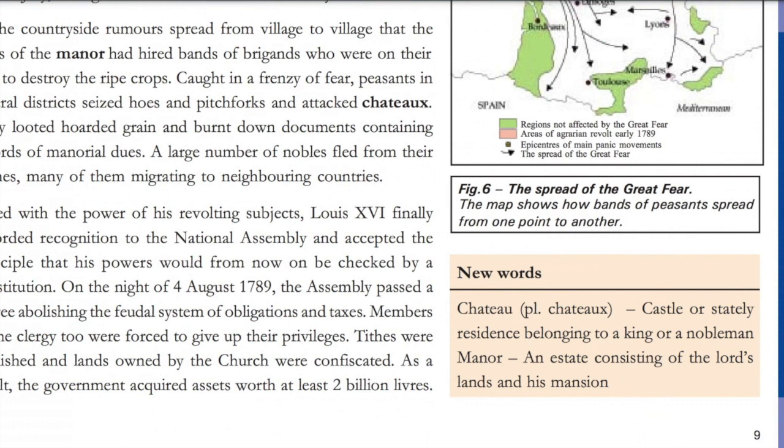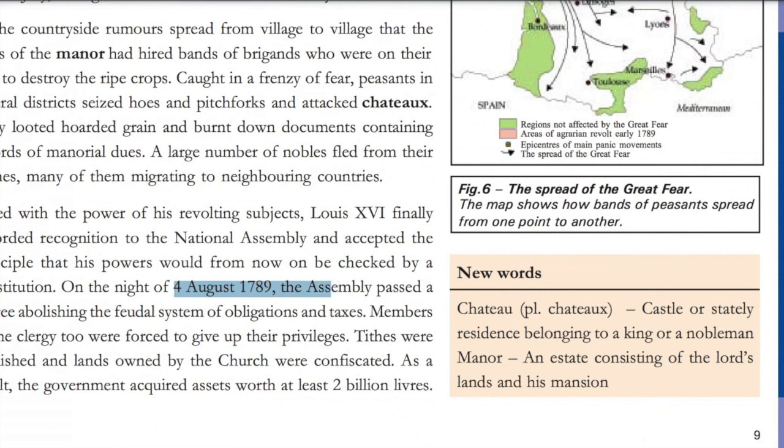Then the government got assets worth 2 billion livres, almost equivalent to their debt. So they were in a debt of 2 billion livres, and when they confiscated all this, they got back 2 billion livres. So we can see how horrible the situation in France was. They had the money, but they were unable to repay the loan, because the money was stuck in the first and second estate.